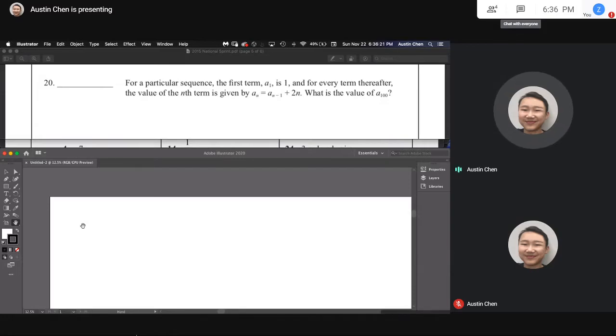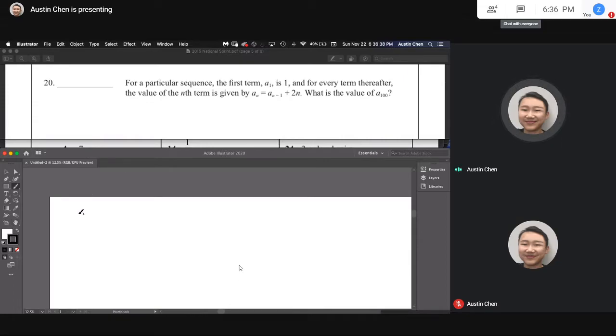For a particular sequence, the first term, A1, is 1, and for every term thereafter, the value of the nth term is given by A sub n equals A sub n minus 1 plus 2 times n. What is the value of A100?